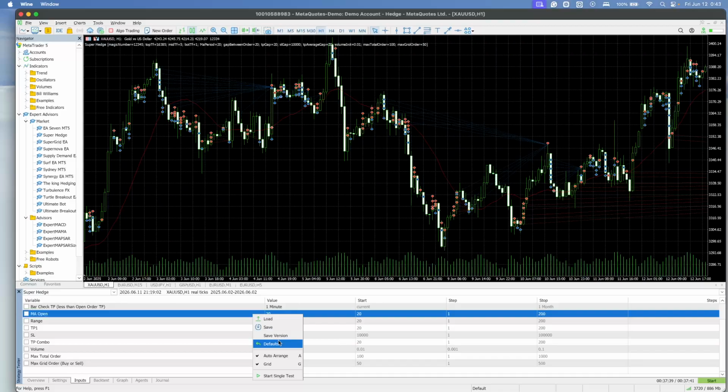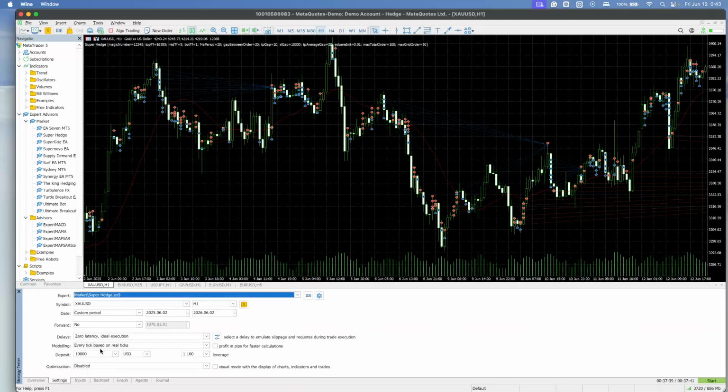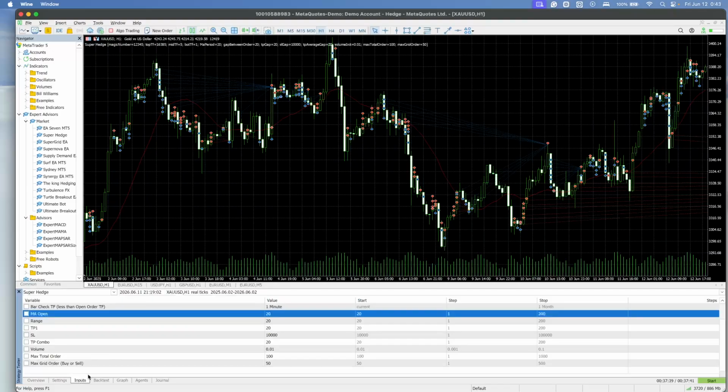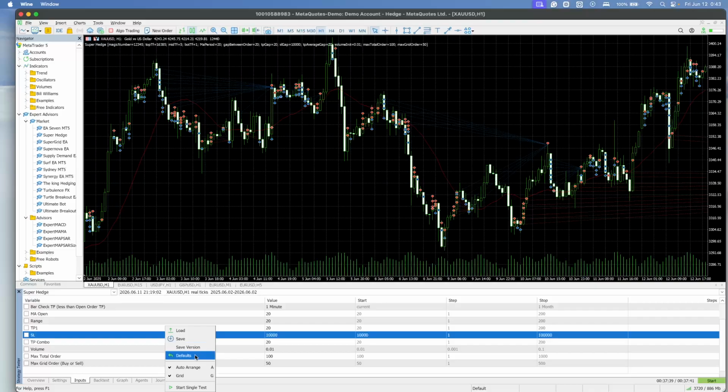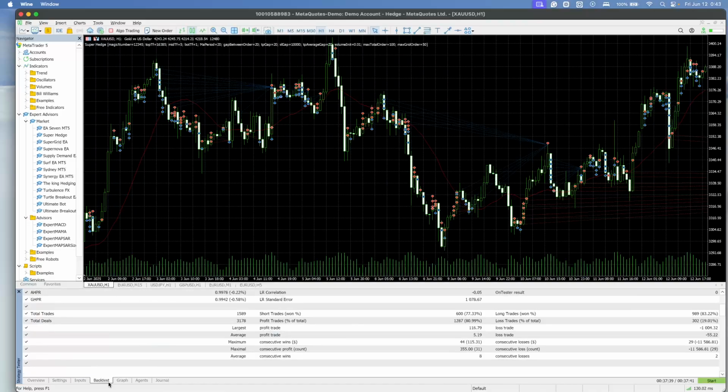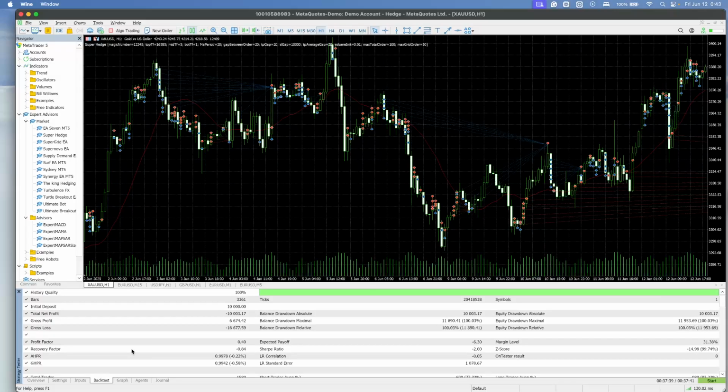my backtest. I backtested the Super Hedge expert advisor on MetaTrader 5 on gold on the 1 hour time frame, and it was from June 2025 to June 2026 on a $10,000 account, and I used the default settings and inputs from the developer as it came. But the results were not impressive. It totally wiped the account, completely wiped the account. We have minus $10,000 net profit, and the profit factor was 0.4.